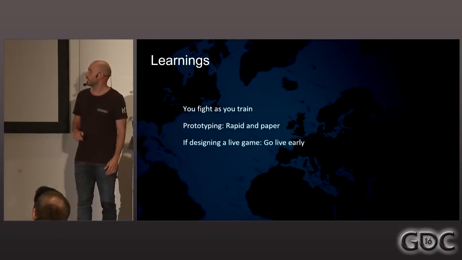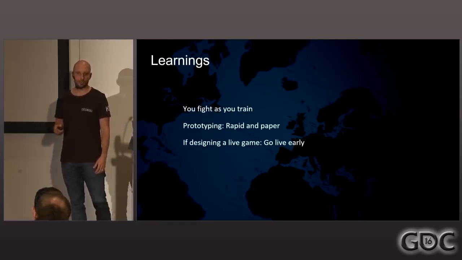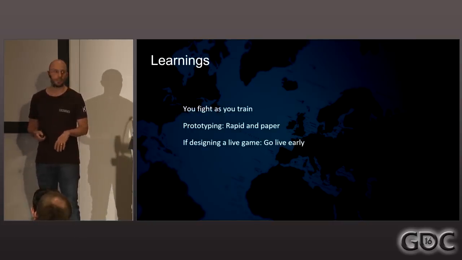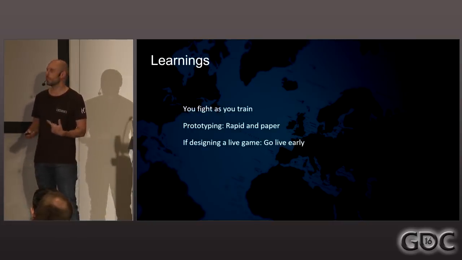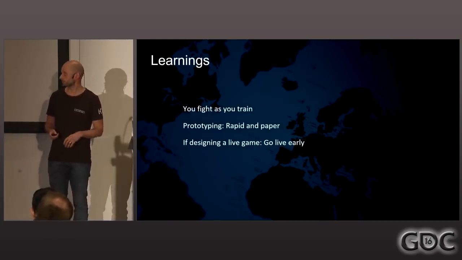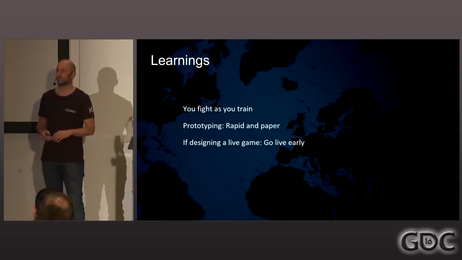If we do a live game, then go live early. This closed alpha was the first time people outside IO had contact with the player, with our game, and that is also what allowed us to do these pretty dramatic changes to the tutorial because all of a sudden we saw a lot of problems that we could fix before we shipped.